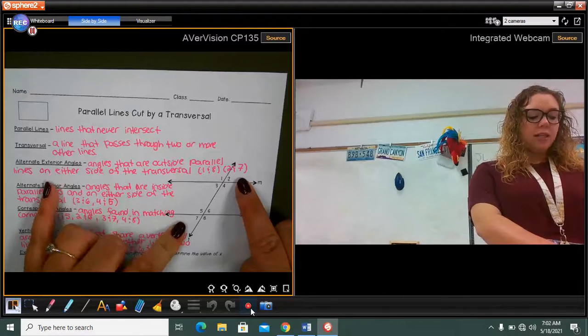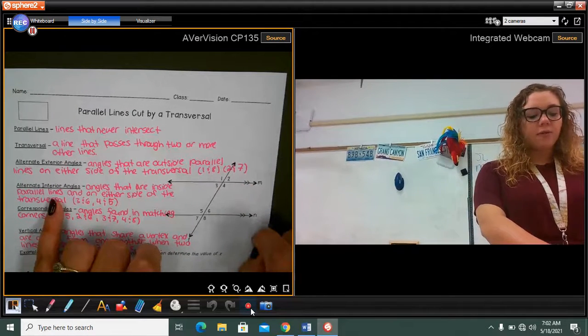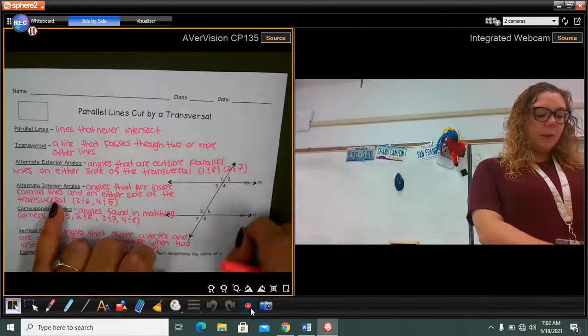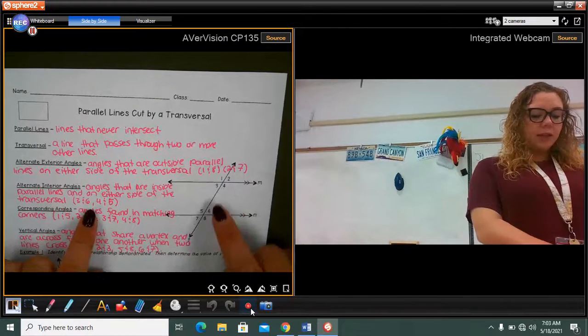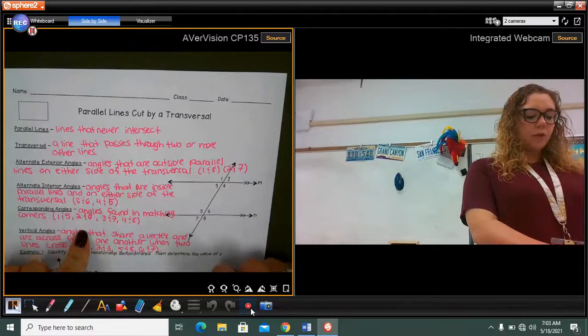Okay, alternate interior is again on separate sides of the transversal. However, they're going to be inside the parallel lines. So if you look, 3 and 6 are congruent, and 4 and 5 are congruent.